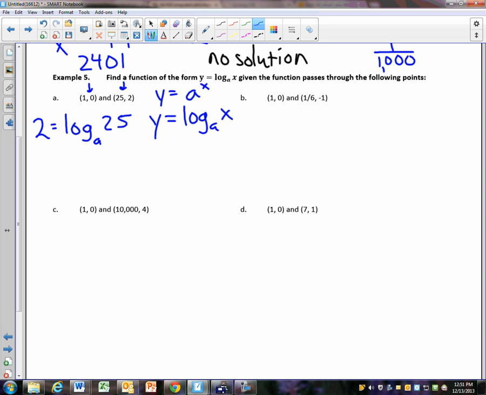I don't understand what that means. That's confusing to me. I look at that and I'm like, got no idea. So I need to put it in a different form that I can understand. The form I can understand says base a to the second power is equal to 25. What number do you square to get 25? So therefore my function is y equals log base 5 of x.